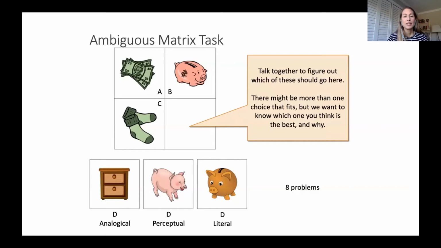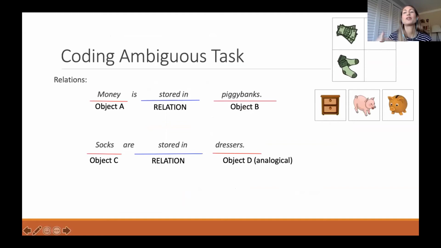And what we did is we coded what the children did, what they said first. We coded what they answered at the end, and we looked at how that changed over time. We also coded who gave the relation, right? Who actually said that relational word. So we coded, say, money is stored in piggy banks. Who said the object? Who said the relation? Who said that object B, right? So we could get at this generation piece, the active versus passive generation.